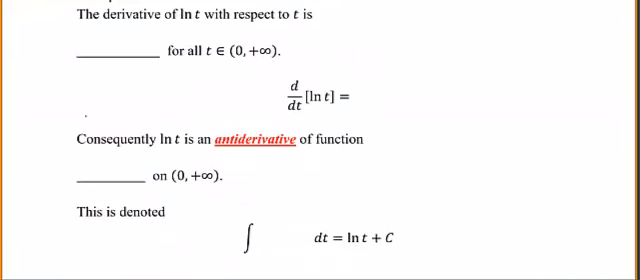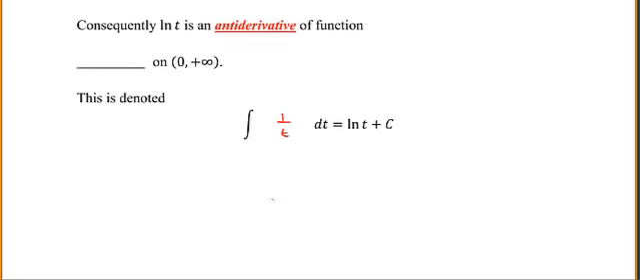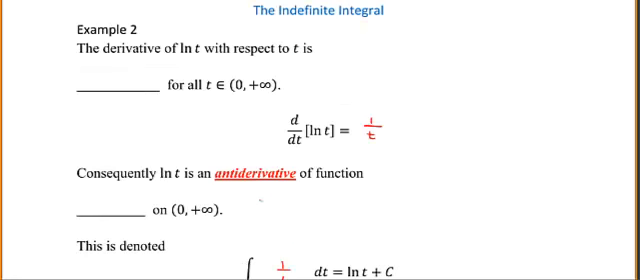A couple of examples. Notice that the derivative with respect to t of natural log of t is 1 over t. So an antiderivative of 1 over t with respect to t is natural log of t plus a constant of integration.